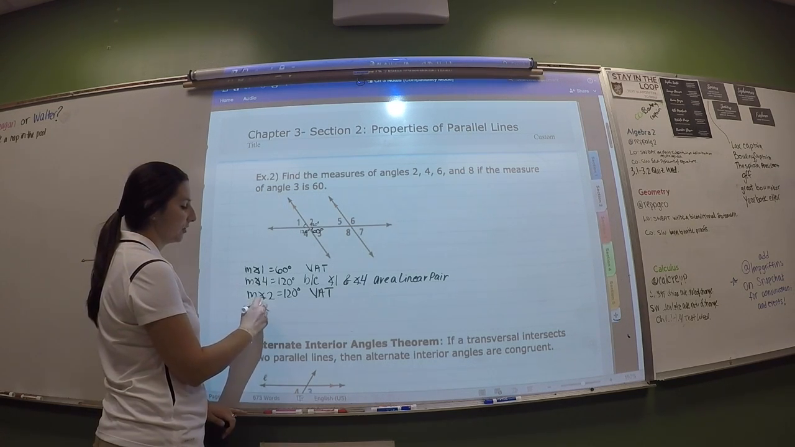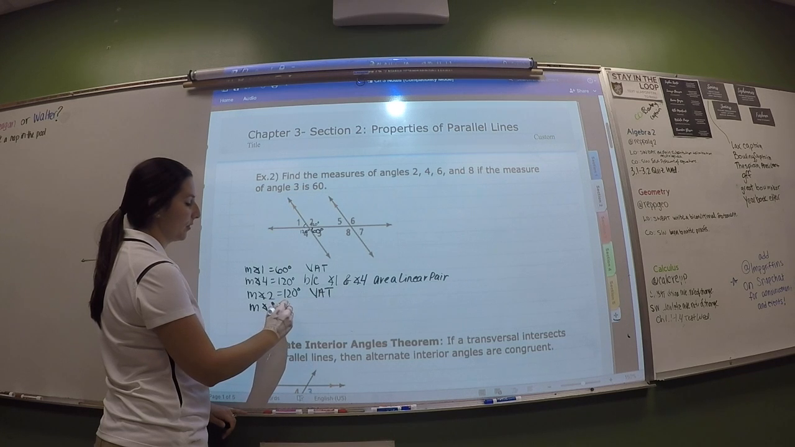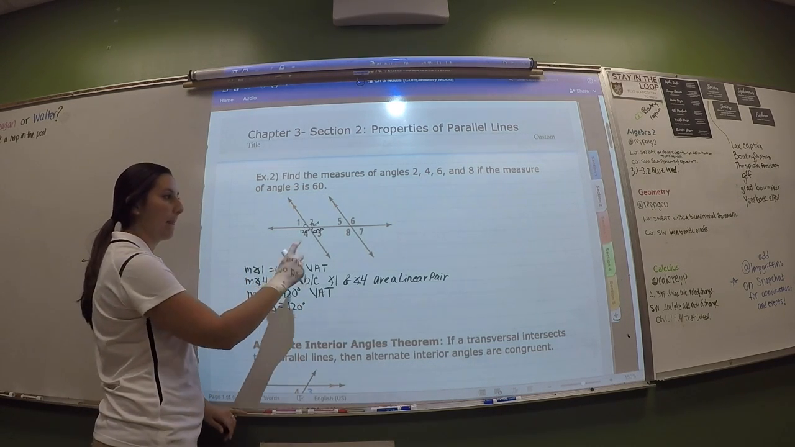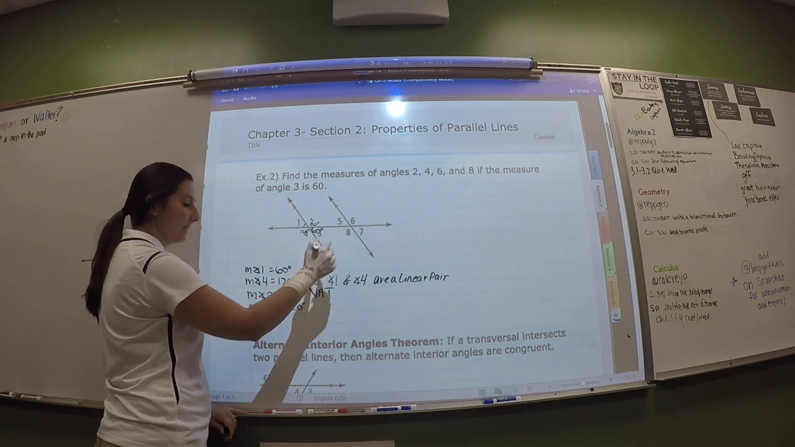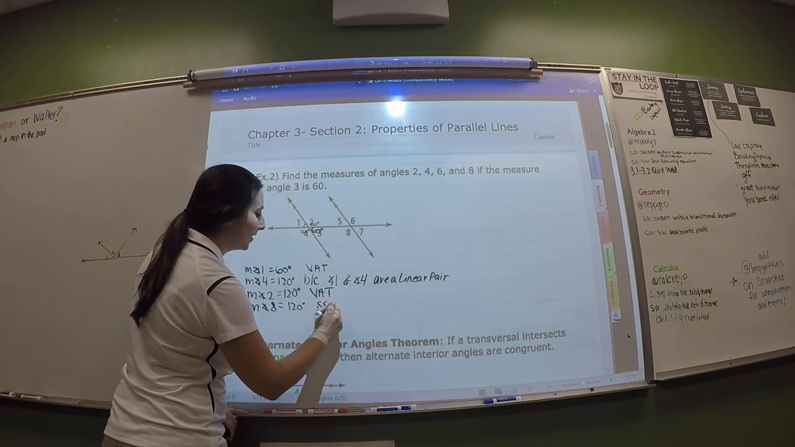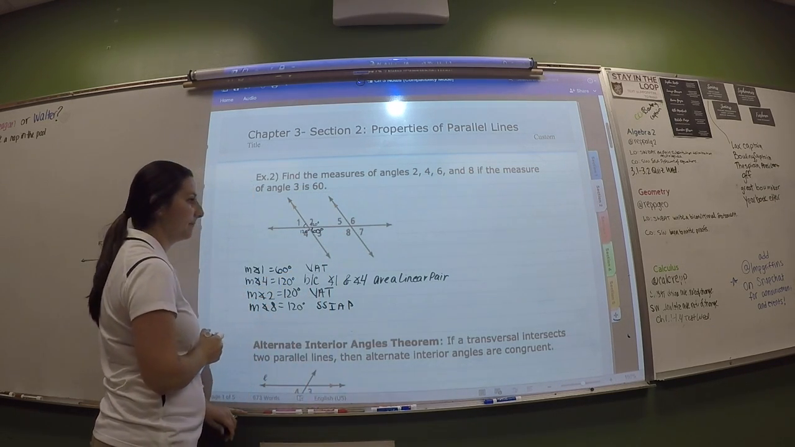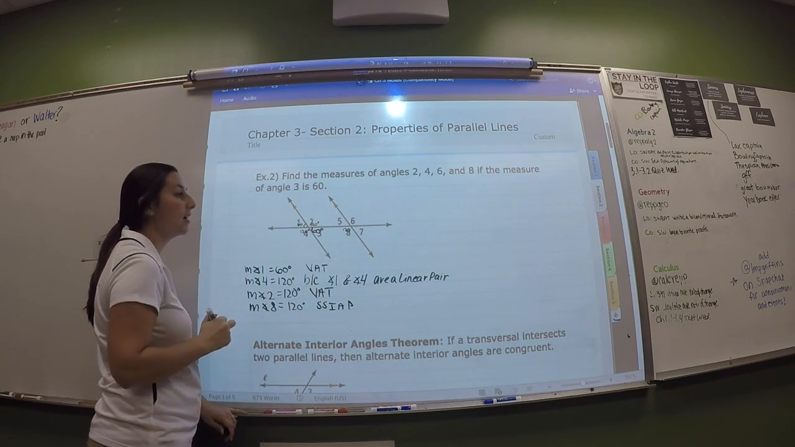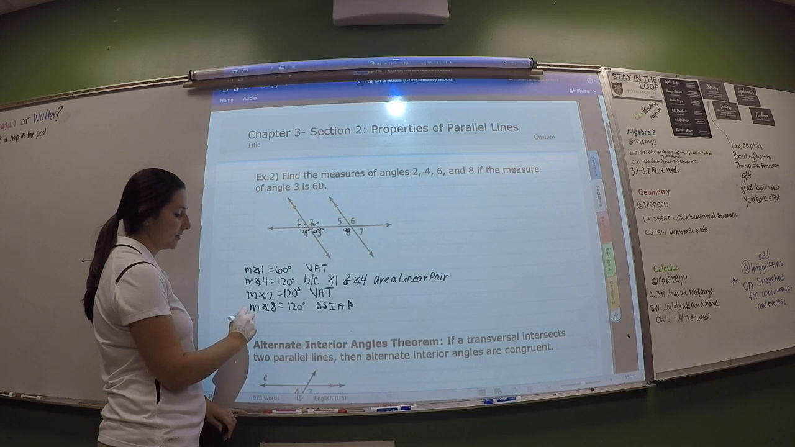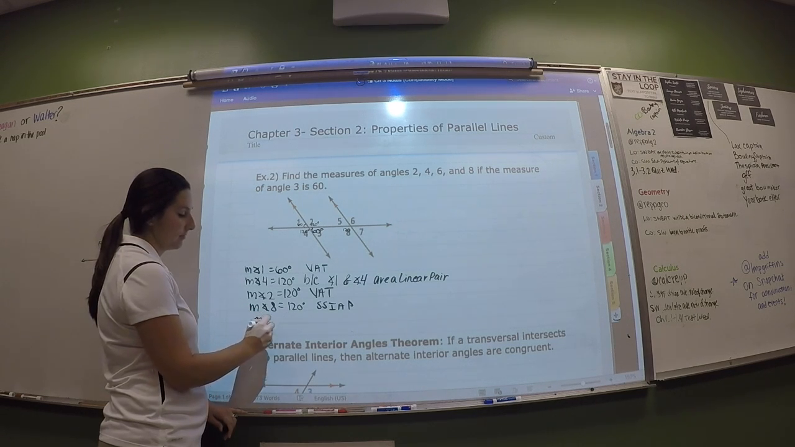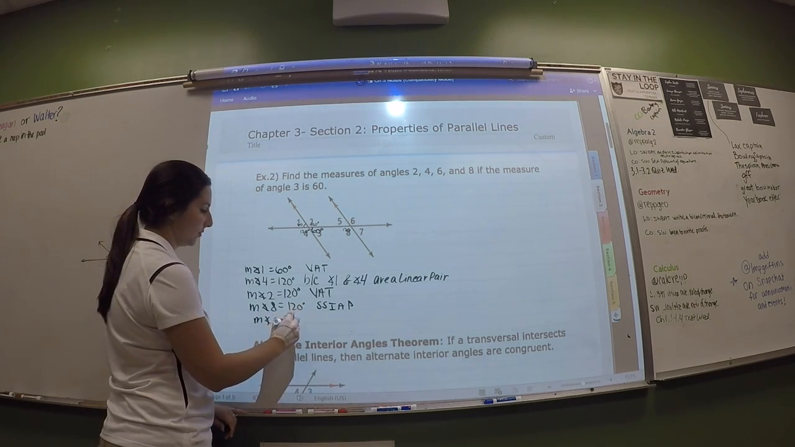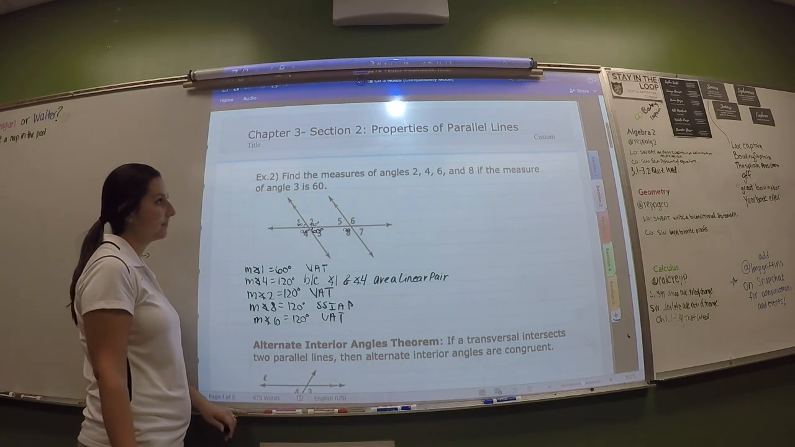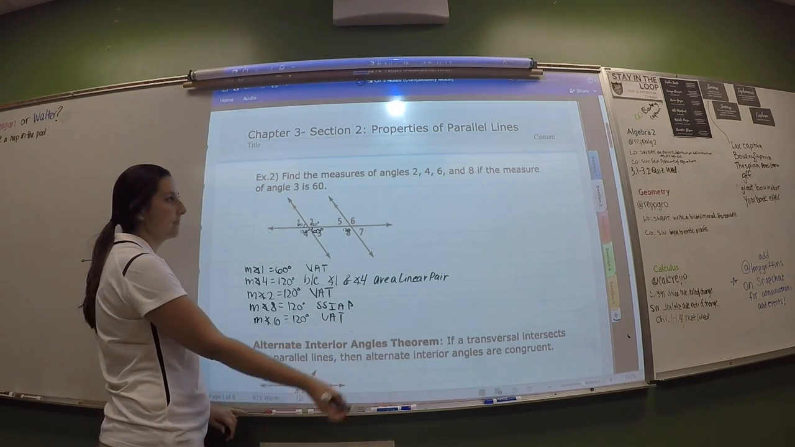Why is the measure of angle 8 also 120? Because of the same side interior angle postulate. Okay, so this is also 120. Forgot to put 60 here. Okay, give me something else. You can conclude that angle 6 is 120 because of the vertical angle theorem, and 1 and 5 are the same because of the same side interior angle postulate.